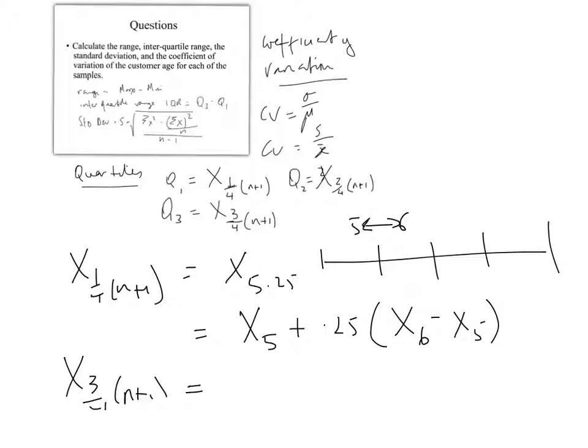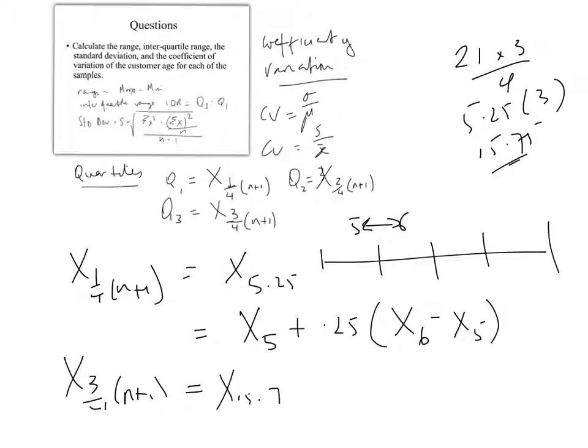Okay, so if we took 21 times 3 over 4, well, what is that? We know 21 divided by 4 is 5.25, times 3, so that's just 15.75. All right? So we need x15.75. And to get that, we would take x15, and we have to go 3/4 of the way up between the 15th and 16th value, plus 0.75, that's 3/4, times x16 minus x15. All right? That's how we would do this.